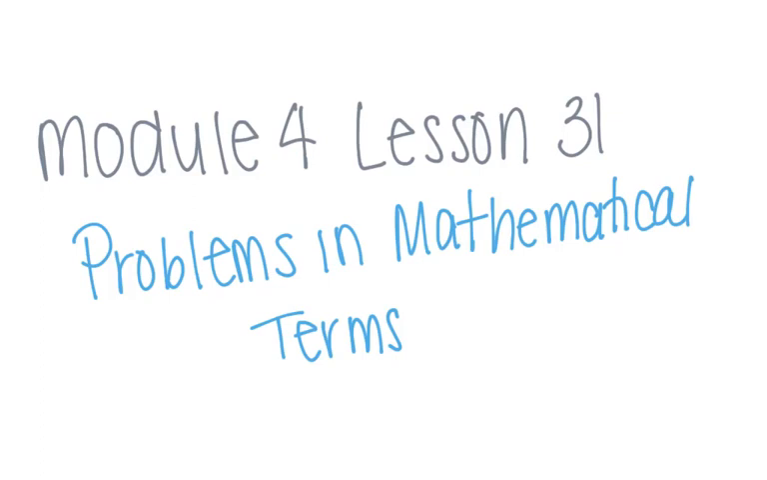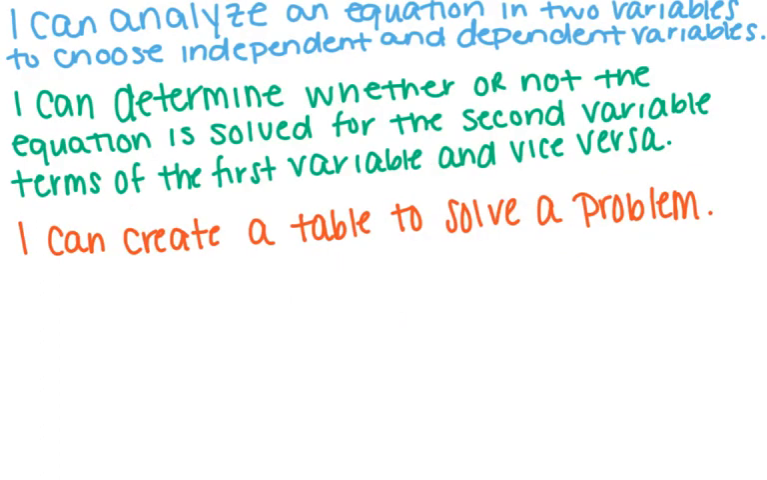Module 4, Lesson 31, Problems in Mathematical Terms. Our learning targets: I can analyze an equation in two variables to choose independent and dependent variables. I can determine whether or not the equation is solved for the second variable in terms of the first variable and vice versa. And I can create a table to solve a problem.